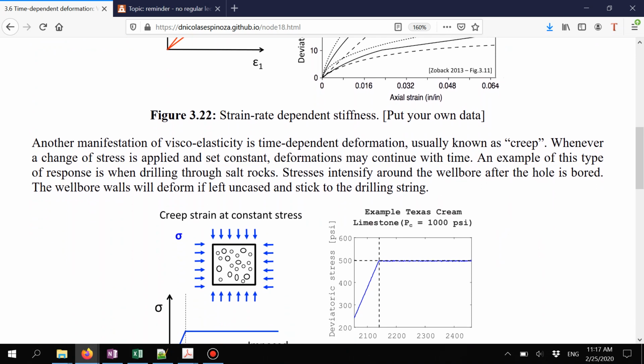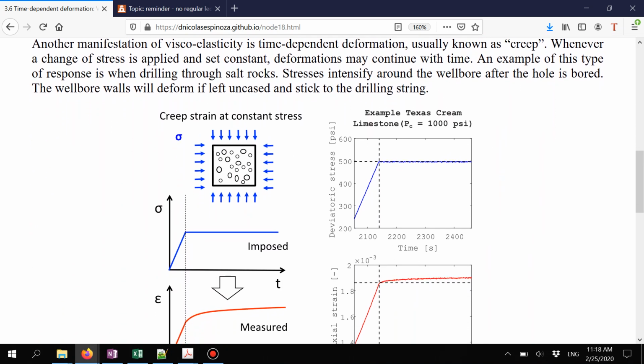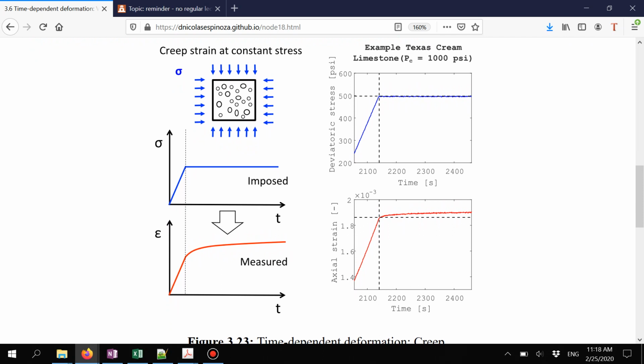Let me skip this figure and go to the next one. Time is going to be quite important because rocks are not going to have just a one-to-one relationship with stress. Time is also important. And probably you remember from your solids class, I'm not sure you have seen it, but probably you have heard before about creep. Creep is time-dependent deformation when you have a constant applied stress.